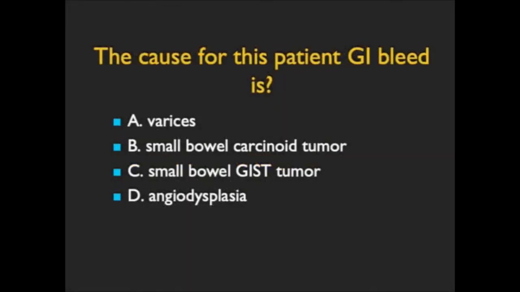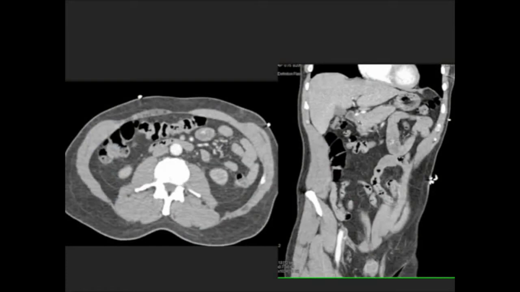The patient had GI bleed. What's the cause? When you look on the axial images, you see in the bowel loop just to the left of midline a high density zone and a low density zone. And when you look at it on the coronal view, you can see it's in the proximal jejunum and it's smooth with calcifications. What is it?